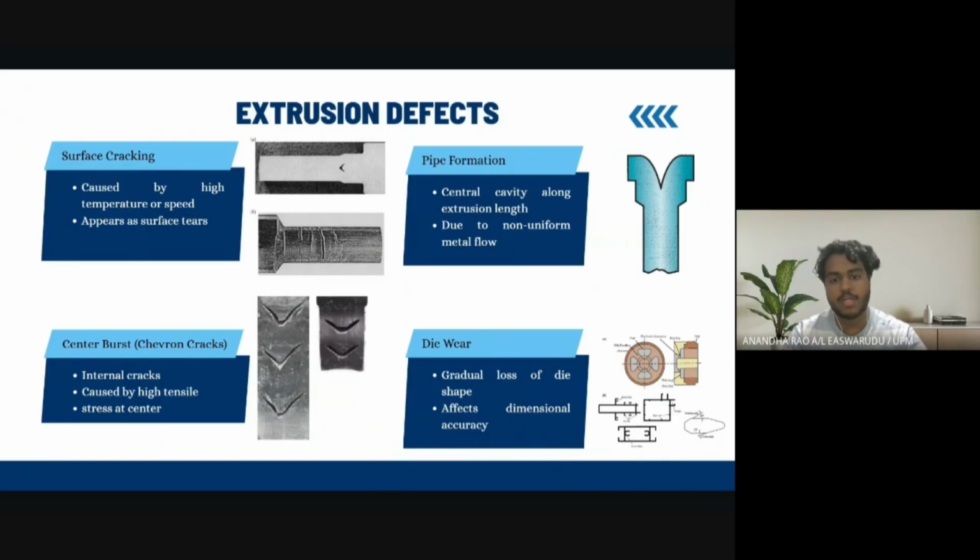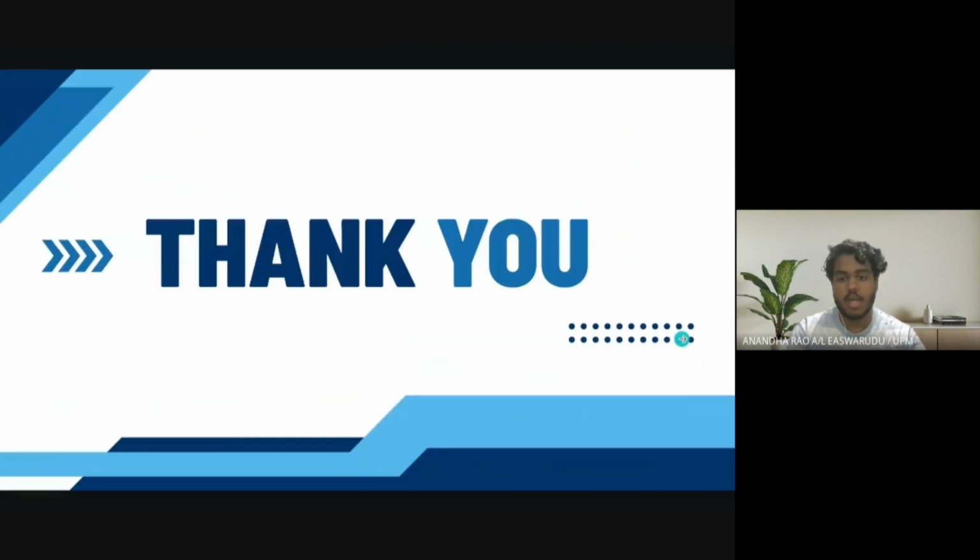To conclude this presentation, extrusion is a versatile manufacturing process used for producing constant cross-section components. Different extrusion methods are selected based on the material, product shape, and production requirements. Proper control of process parameters helps improve the quality and reduces defects.